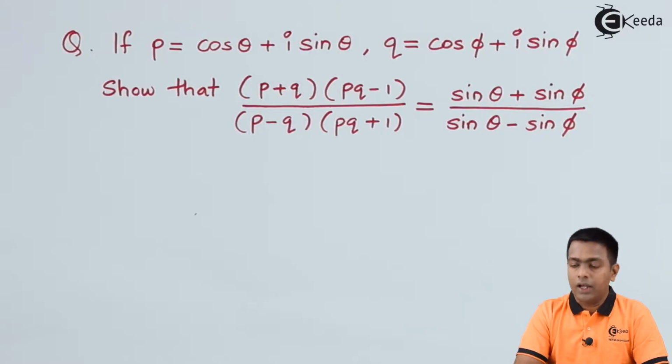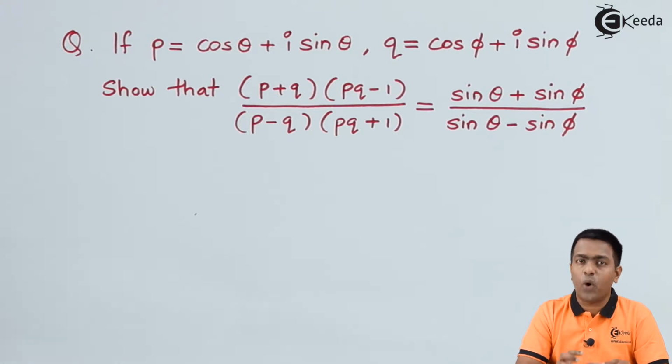So here P is given as cos theta plus i sin theta and Q is given as cos phi plus i sin phi, and we have to show that (P plus Q) into (PQ minus 1) whole upon (P minus Q) into (PQ plus 1) is equal to (sin theta plus sin phi) upon (sin theta minus sin phi).